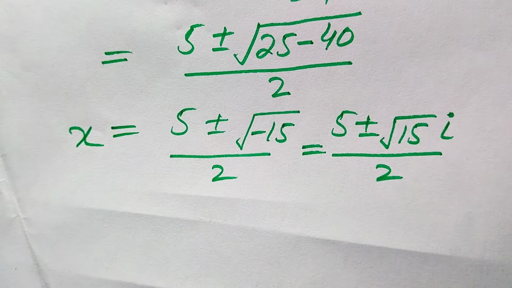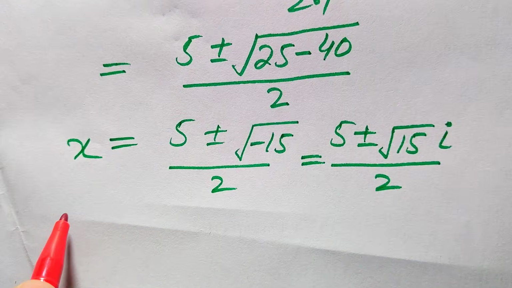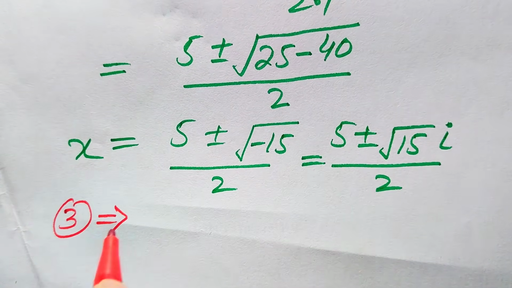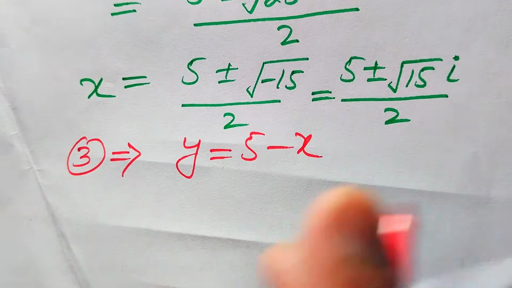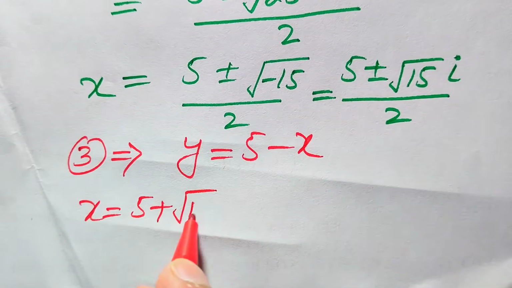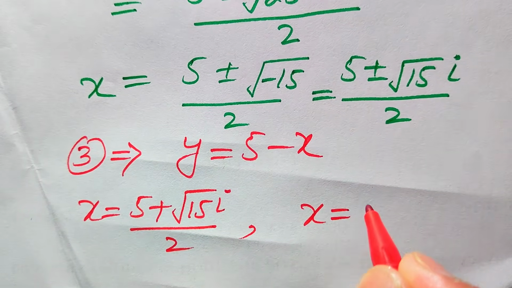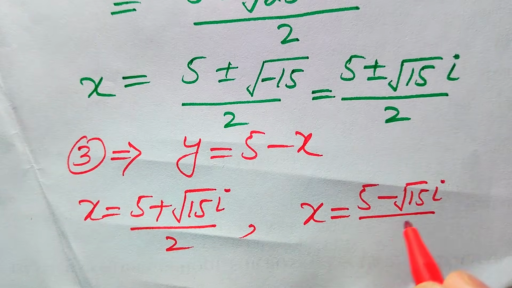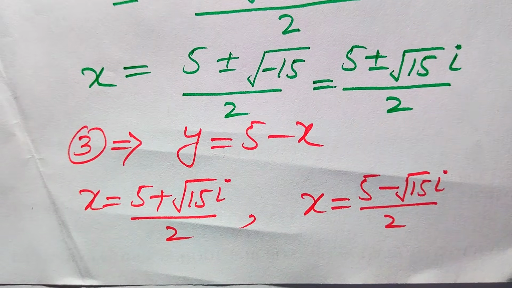Now for these two values of x, we need to find the value of y. So we copy down equation number 3 here: y is equal to 5 minus x. On this side we choose the positive value of x, which is 5 plus square root of 15 times iota, divided by 2. And on this side we choose x is equal to 5 minus square root of 15 times iota, divided by 2. We need more simplifications here.